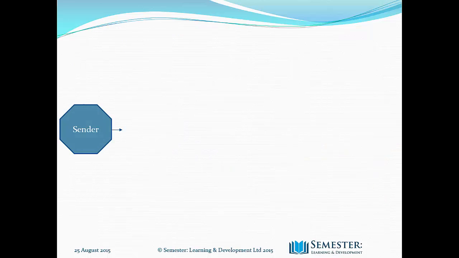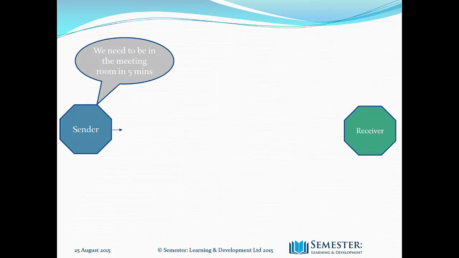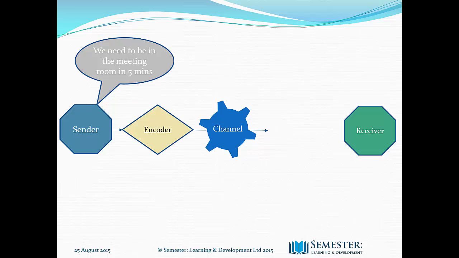A sender, let's call him Michael, needs to tell Linda about a meeting. The channel in this case is the air, as he is in the same room as her and he is speaking using his vocal cords. So what is the encoder? In this case he is speaking in English, which luckily Linda is able to decode.